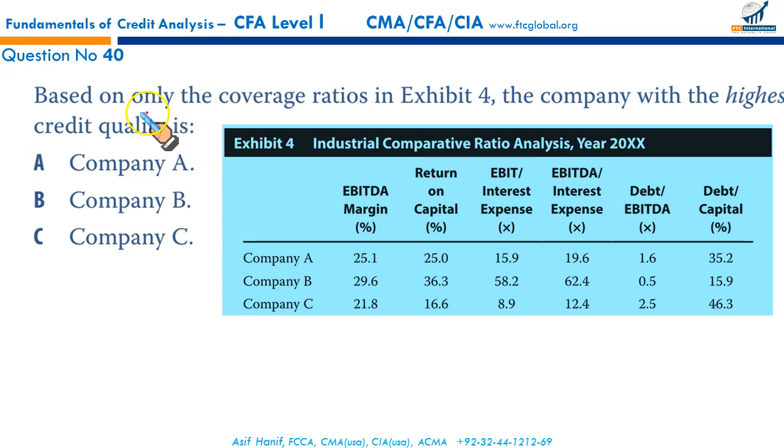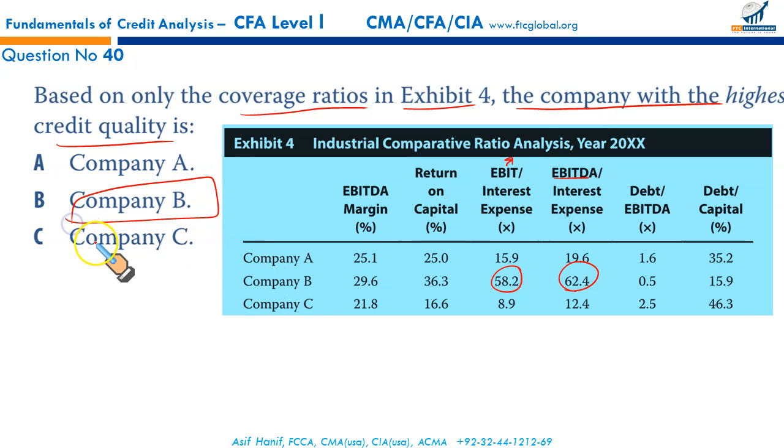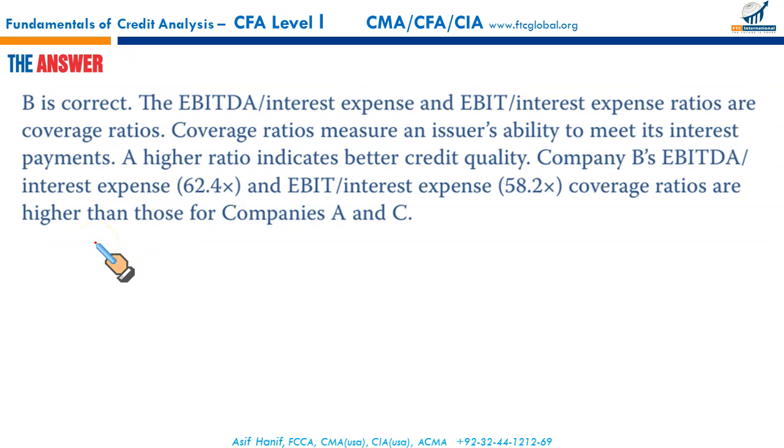Next, based only on the coverage ratios in Exhibit 4, the company with the highest credit quality. Coverage ratio, EBIT: how many times can we pay interest out of the earnings before interest and tax? This is the highest for company B. How many times can we pay our interest out of the total earnings before interest, tax, depreciation and amortization? Highest for company B. So that means our coverage ratios point us to company B being the one with the highest credit quality, hence B is your right answer.